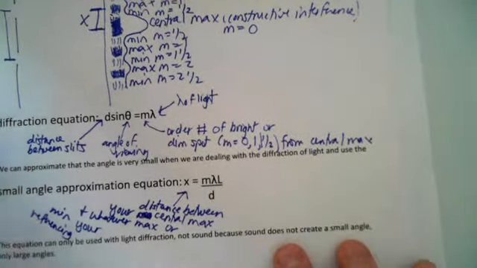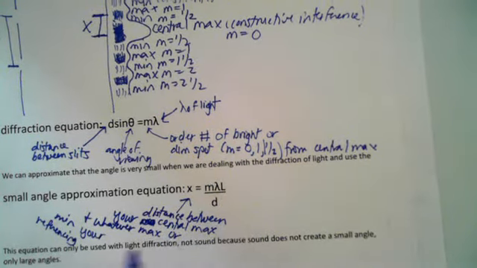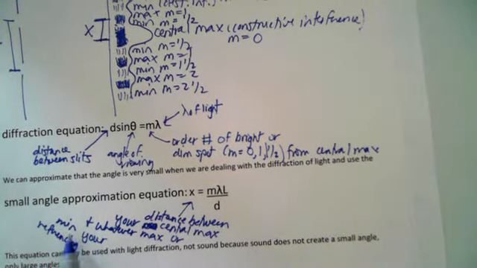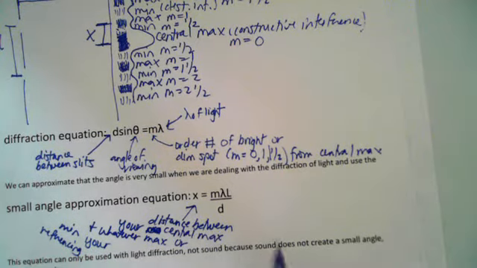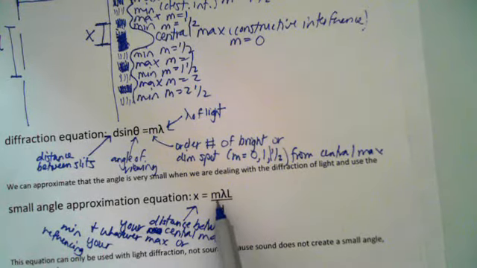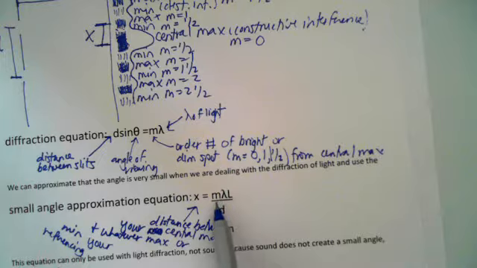You can't see that, sorry. So it's the distance between your central max and whatever max or min you're referencing. Okay, it's right here. Here's X. Okay, and these are all the same. This is your order number, just like before. M equal to 1/2. Okay, whatever.